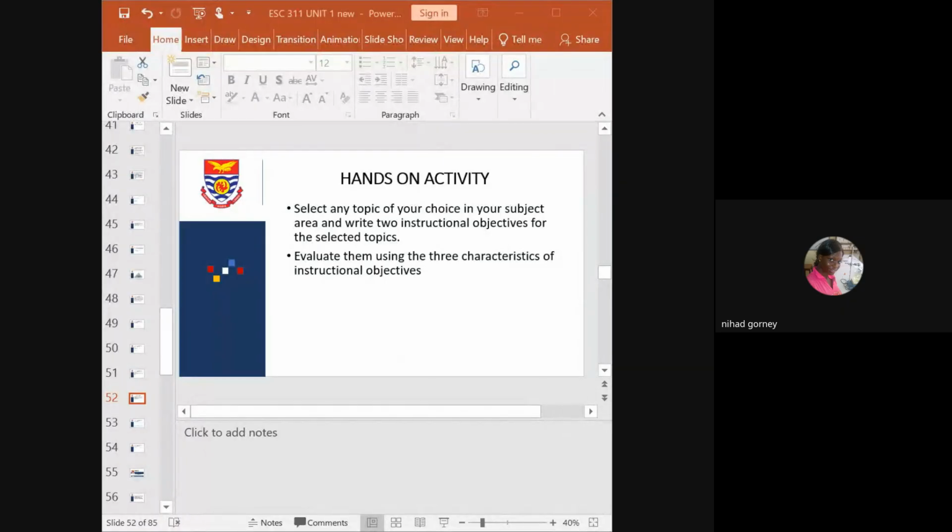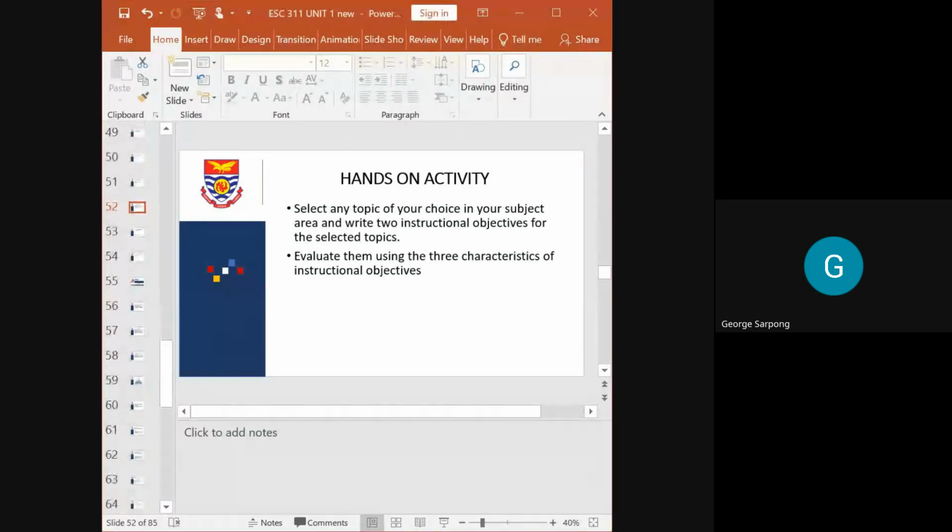Okay, George is ready. Yes, madam. Mine is by the end of the lesson, the students would be able to state 5 metal elements from the periodic table.